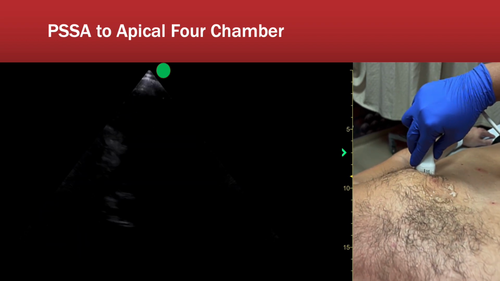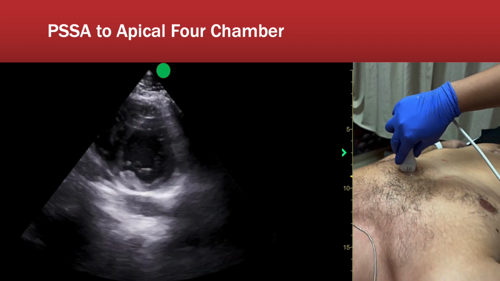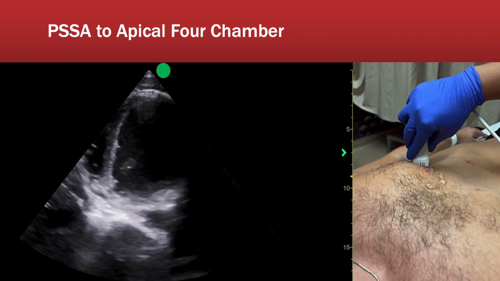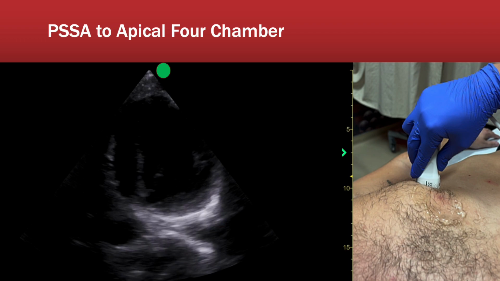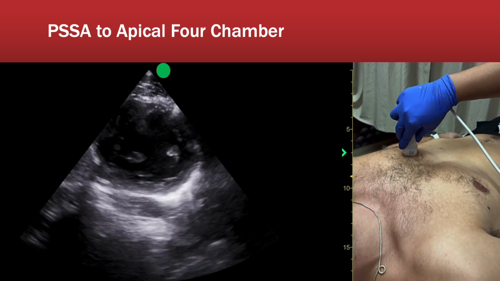And then remember, in this case, I had already optimized the gain and the depth for this particular patient. You can see that I went down to 15 versus in the previous images, if you rewind the video, you can see I was somewhere around 10.